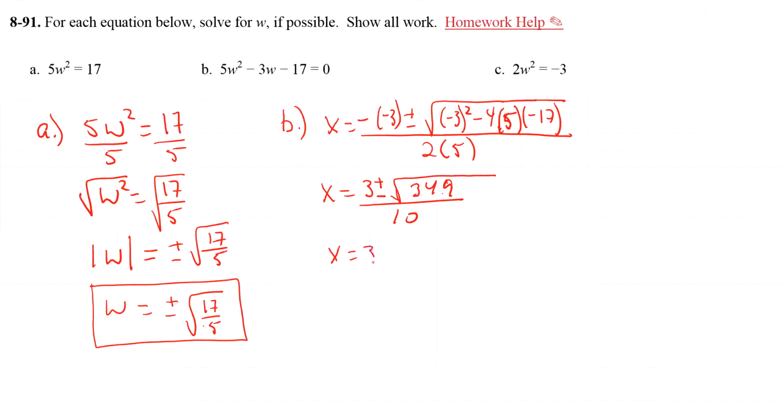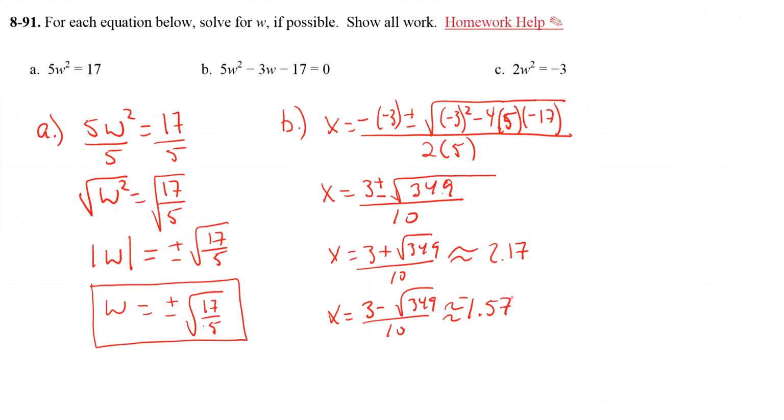So we have x equals 3 plus the square root of 349 divided by 10, and so the approximate value would be 3 plus the square root of 349 divided by 10. So this would be 2.17, and then x equals 3 minus the square root of 349 divided by 10. So then 3 minus the square root of 349 and then divided by 10 is negative 1.57.